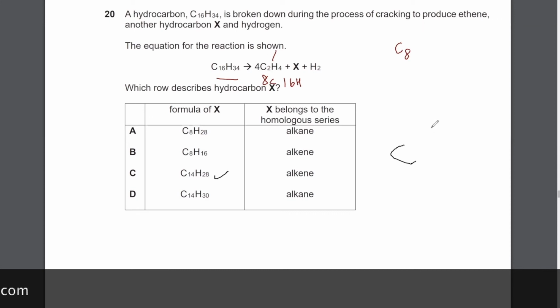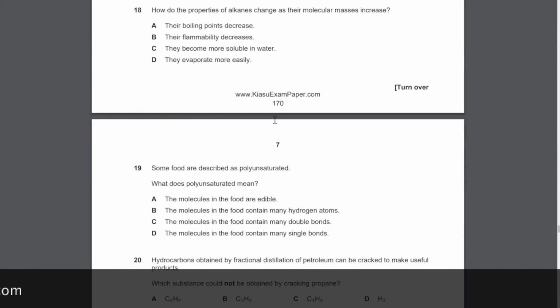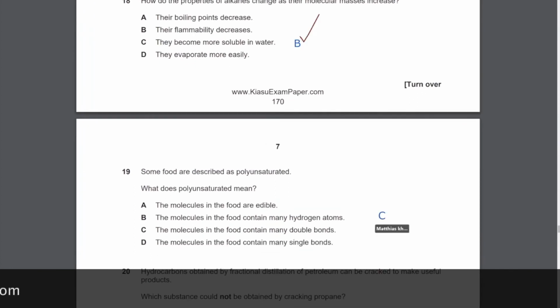Yeah, so it's a math question. Just minus off whatever is given out already. 18, 19, 20. 18 correct, 19 correct.